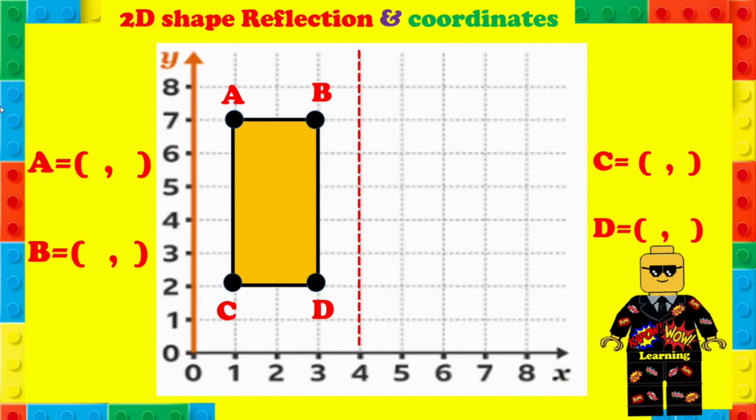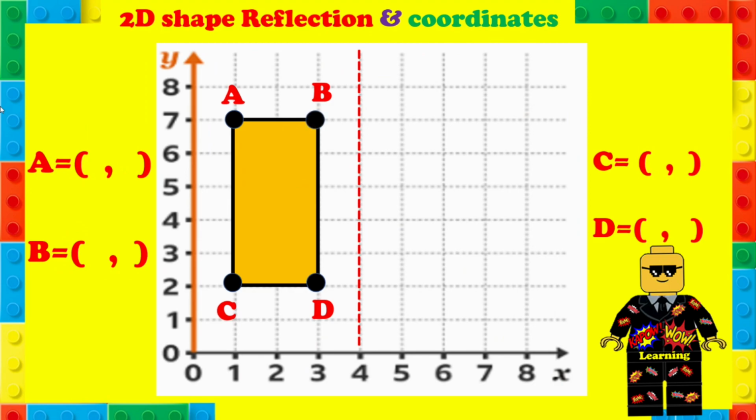So here we have a rectangular shape. We've got the vertices there, A, B, C, and D. We're going to reflect this 2D shape, and then we're going to write the coordinates down. So watch this, pause it, play it, and take notes. Be careful. So here we go.